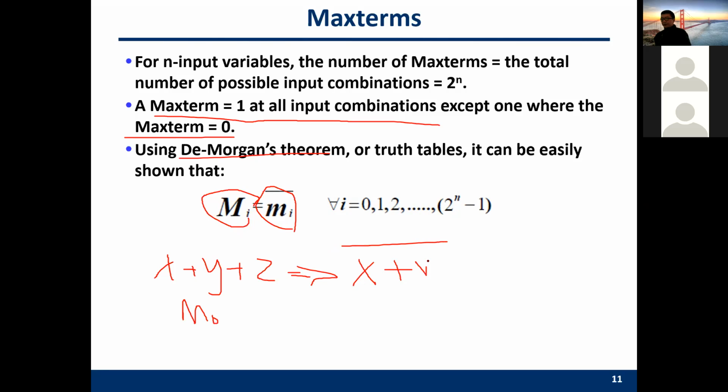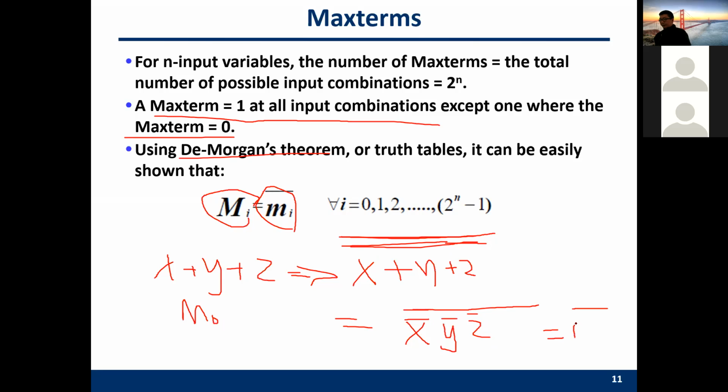When I apply bar here, I cannot simply apply one single bar. I have to apply two bars, otherwise you get the inverted value. I have to apply two bars here, which means the inversion of capitalized M0. And then you have X bar and Y bar and Z bar. And then you have this one, which is the min term, m0. So in this way, by the De Morgan law, I can prove this one.